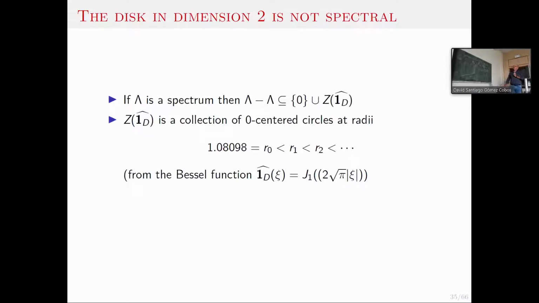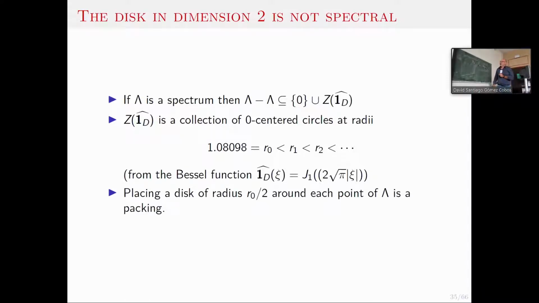So the zeros of 1D hat is a collection of circles, with certain radii r0 or r1, and so on. The first one is 1.08, and so on. You can either look it up in tables of the Bessel function, or you can numerically approximate.